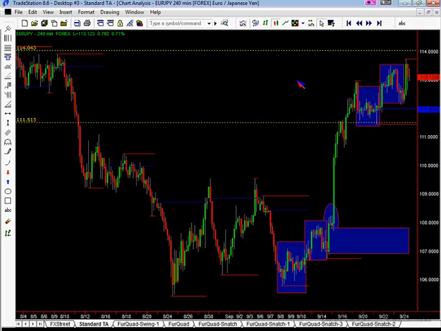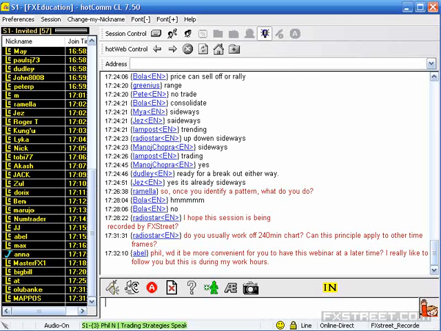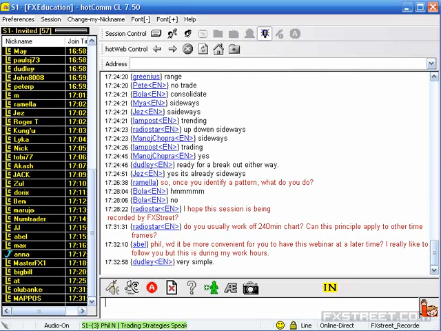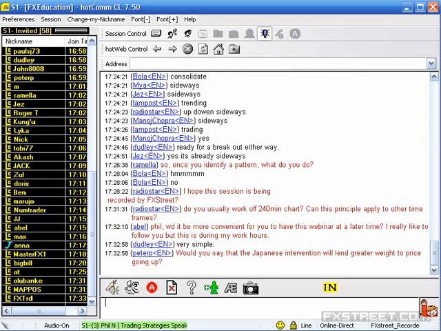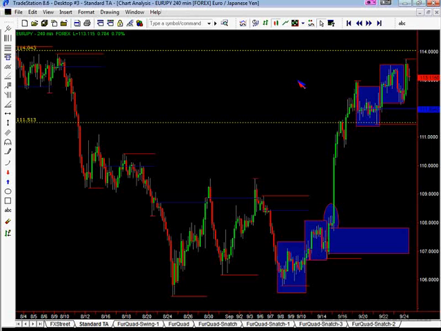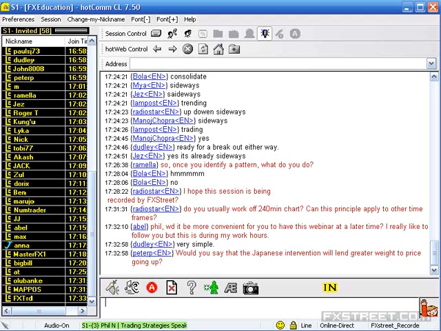So does this make sense, folks? Any questions? Let's try and finish this off. It's a very, very simple concept. Identify support and resistance. Think of them as a location of interest. And then try and think about the three basic scenarios of what could happen.